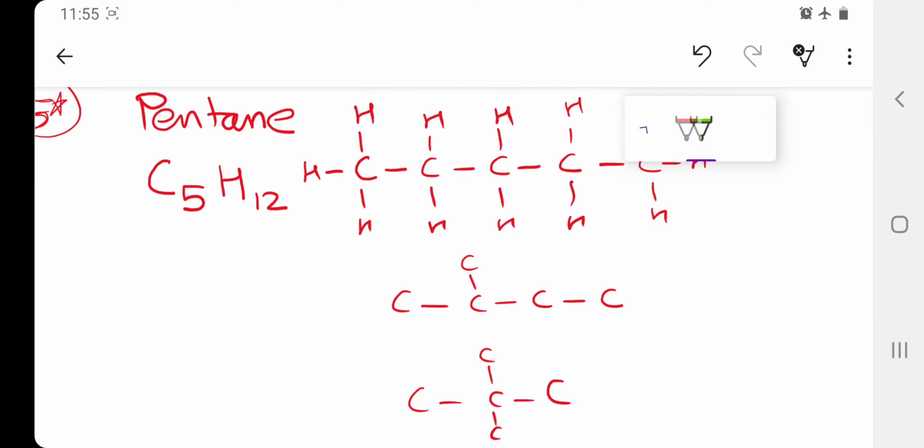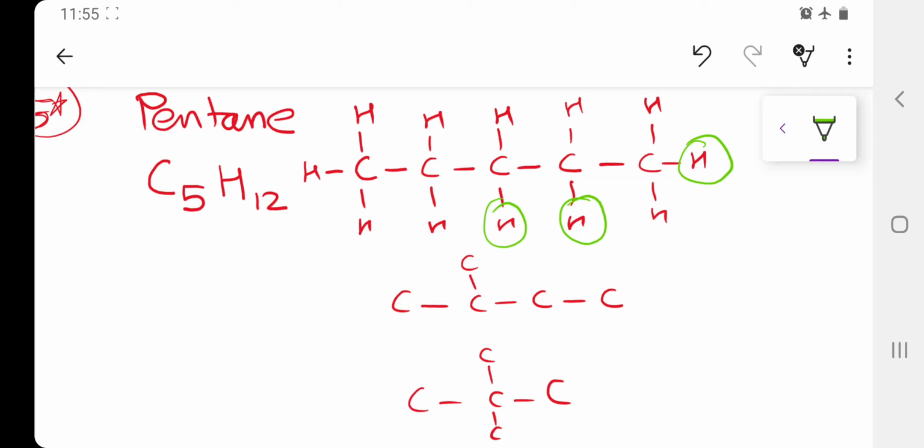Now this pentane can give rise to different kinds of alkyl group by removing hydrogen. If I remove this hydrogen, it will give rise to one alkyl group. If I remove this hydrogen, it will give rise to another alkyl group. If I remove this hydrogen, it will give rise to another alkyl group. So it will be what? 3 alkyl groups made from this first type of alkane, pentane.